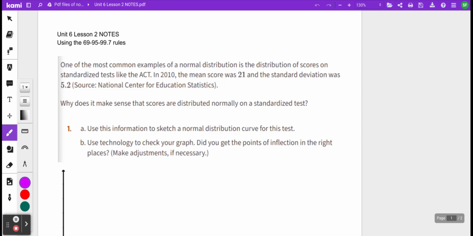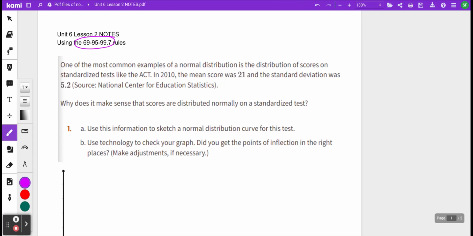Today we're going to be going over Unit 6, Lesson 2 notes using the 68, 95, 99.7 rule. So hopefully you remember from Lesson 1, these numbers, they talked about our standard deviation, how far it is away from the mean, how much the data is.